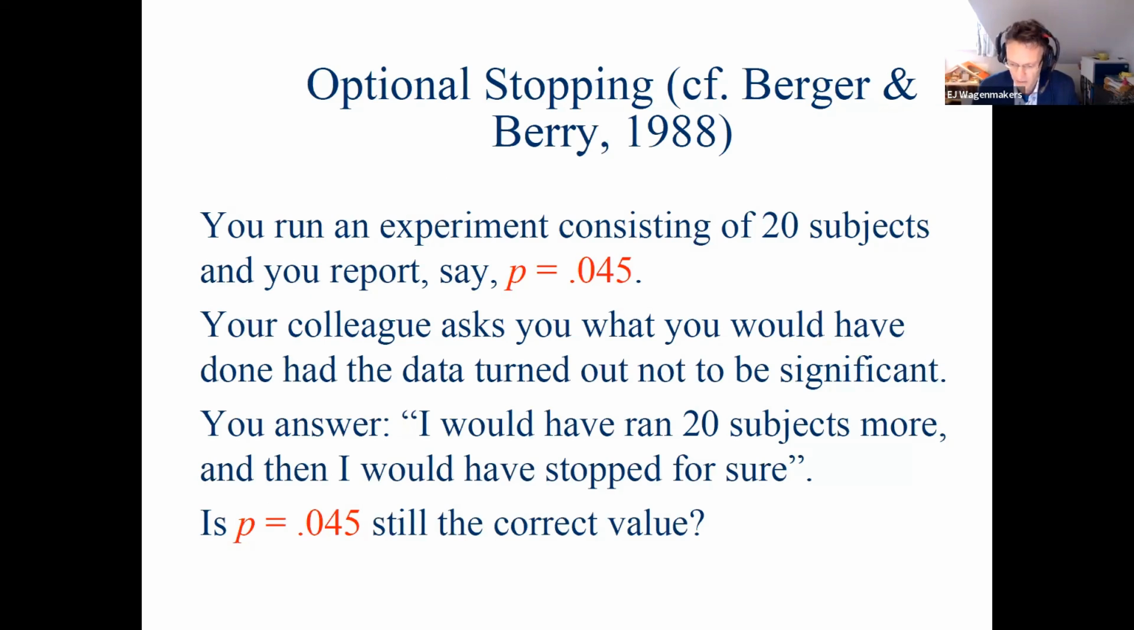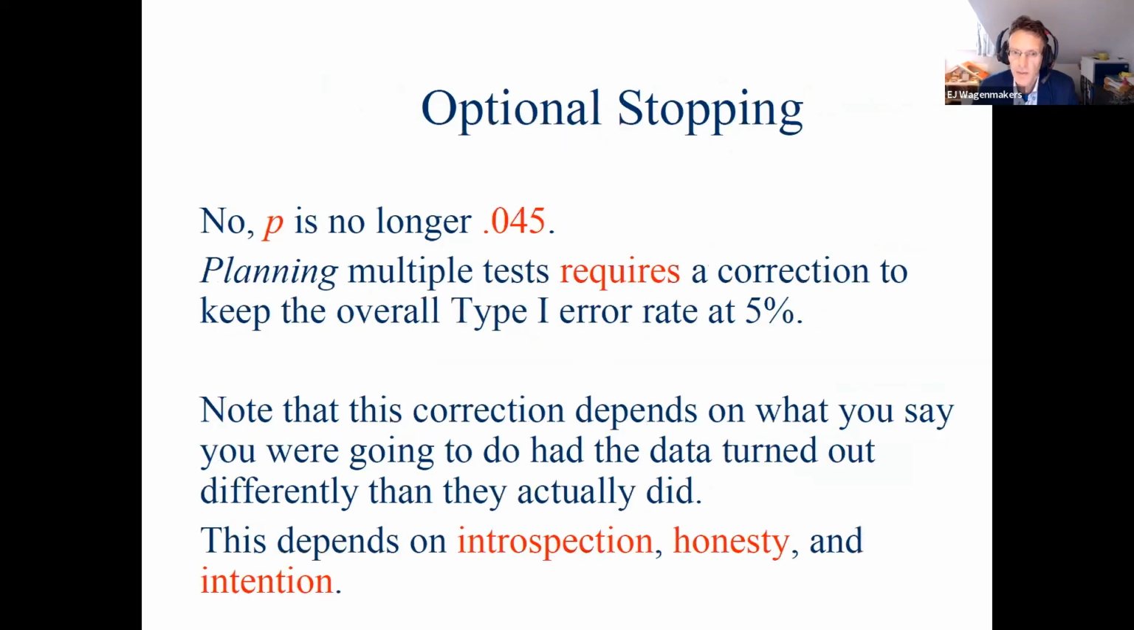Is the p-value still correct? Well, no, it's not. Because the answer revealed that your sampling plan was not test 20 participants and stop, but it was test 20 participants, look at the results, and if you don't like them, give it another shot. So in fact, you were planning multiple tests. And that requires a correction to keep your type 1 error rate at 5%. And this is a bit strange, right? Because it depends on what you say you were going to do had the data turned out differently than it did. So if you were smart, you would have said, no, I would have stopped for sure. Right? So it starts to depend on your intention, how much evidence there is in the data.